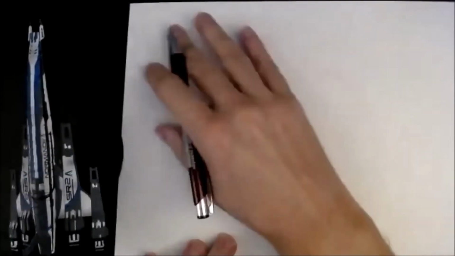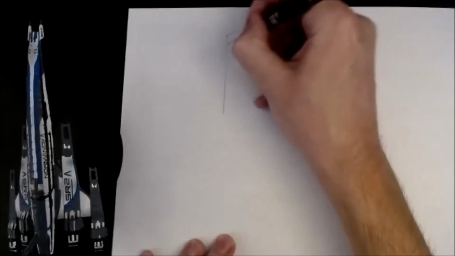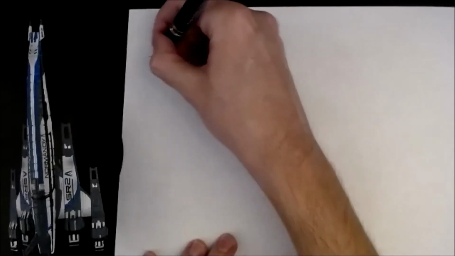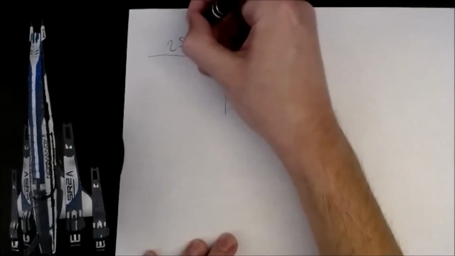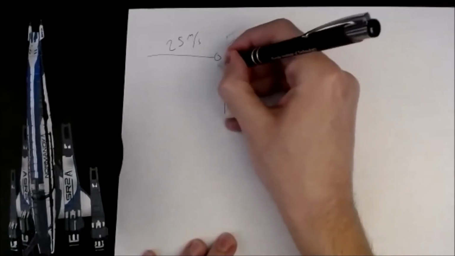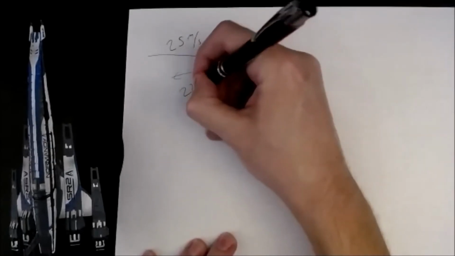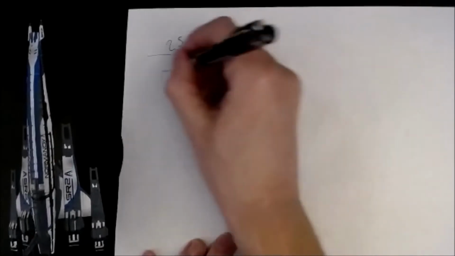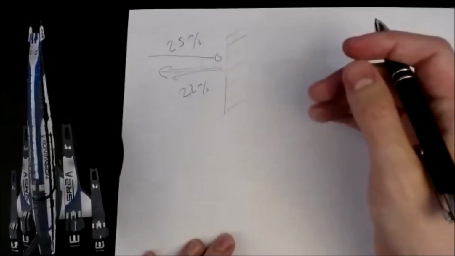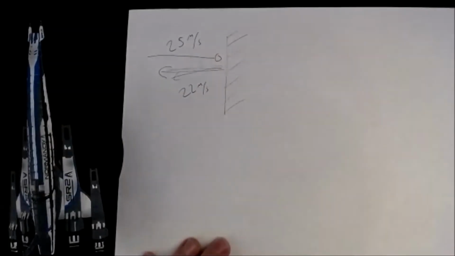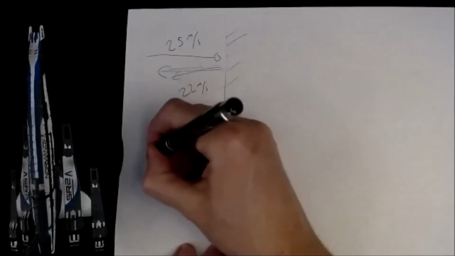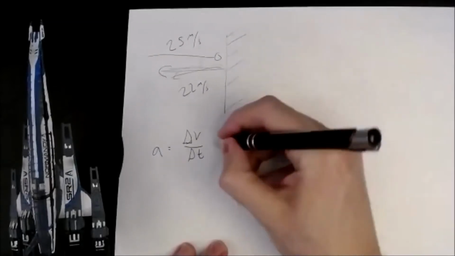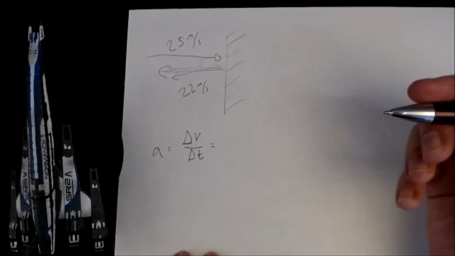The prompt was, we've got a wall, here's our wall like that, and a ball that comes in at 25 meters per second, and then it bounces off at 22 meters per second. Now pretend that I don't have any weird angles like that. Just pretend that it goes straight back like that. That'll make it a lot simpler if there's no change in angle. And I said that acceleration is change in velocity over change in time. Well, what is change in velocity?